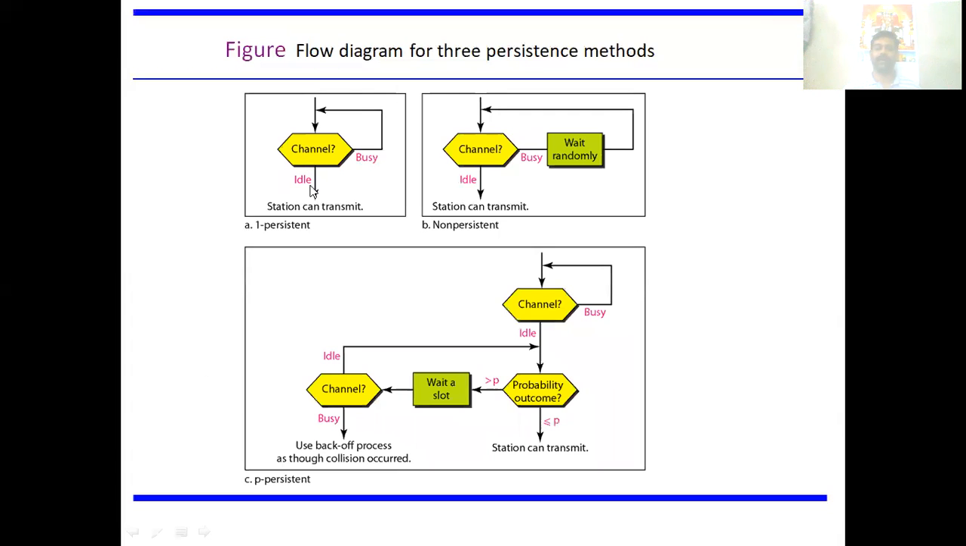So this is a flow diagram. In the first case, if the channel is busy, it will wait; if it is idle, it will transmit. Here, if the channel is busy, it will wait some random time, then send. In P persistence, if the channel is busy, it will go for some back off process. If it is idle, it will wait with some probability, then wait for a time slot, and then again it will send.